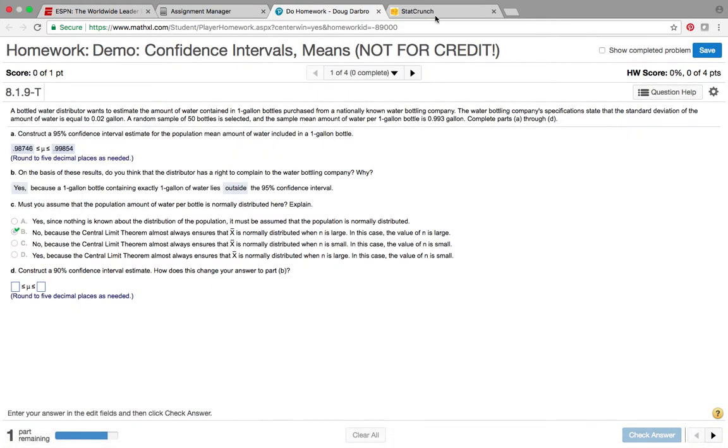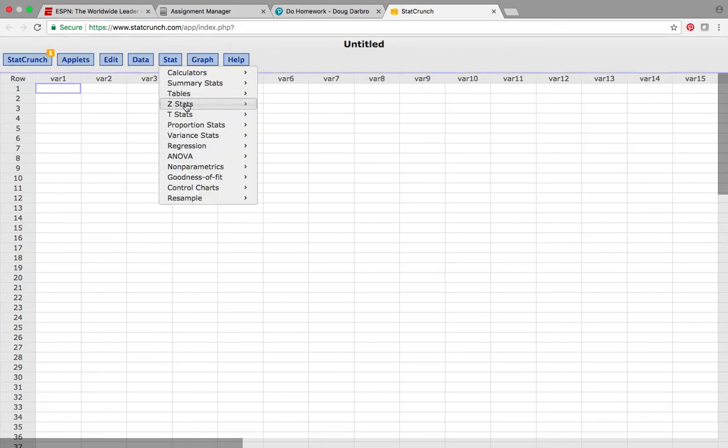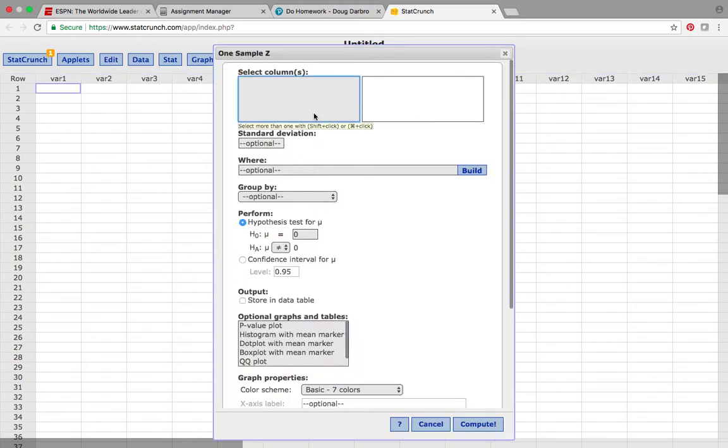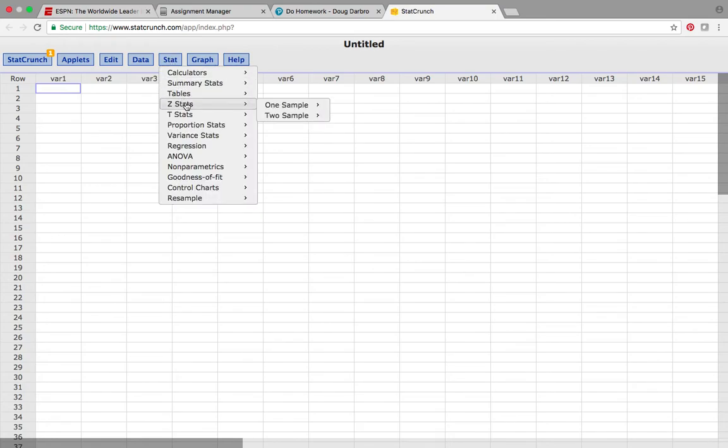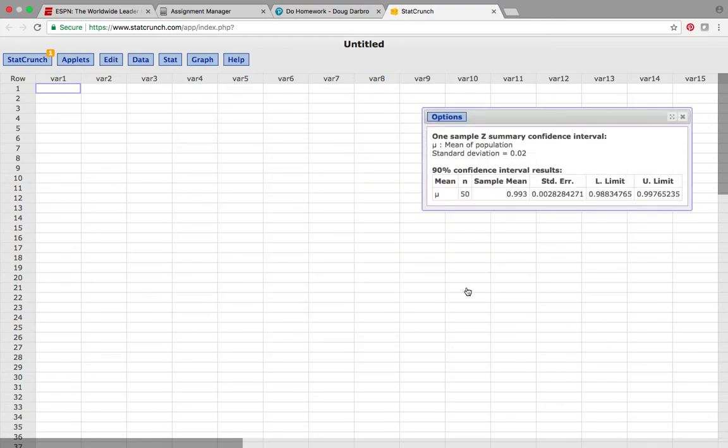Construct a 90% confidence interval, so that's going to be simple to do. Z-stat, 1 sample with summary. So sample mean is 0.993. Standard deviation 0.02. And sample size is 50. And we want a 0.90 confidence interval. So I'm going to assume 5 places.